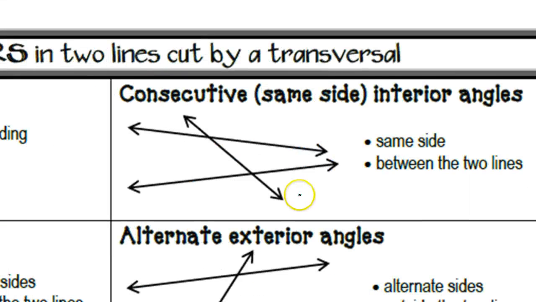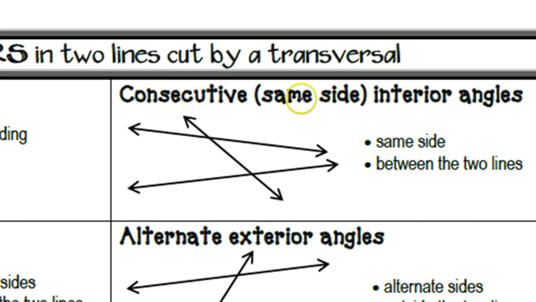Now, there's something called consecutive interior angles, or sometimes they're called same side interior angles. Again, interior means between the lines, but these will be on the same side. So this angle and this angle, these are consecutive interior angles, same side interior angles.